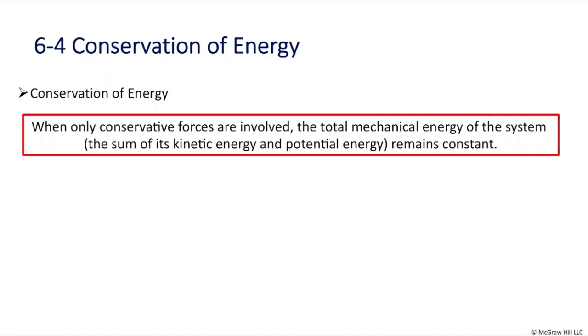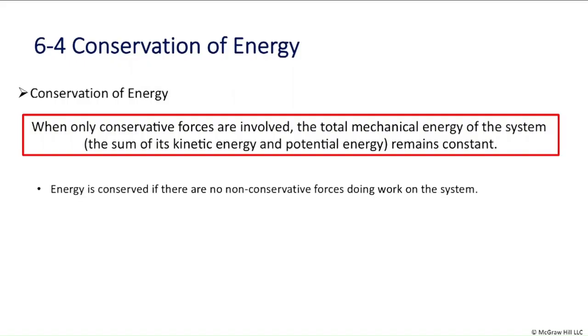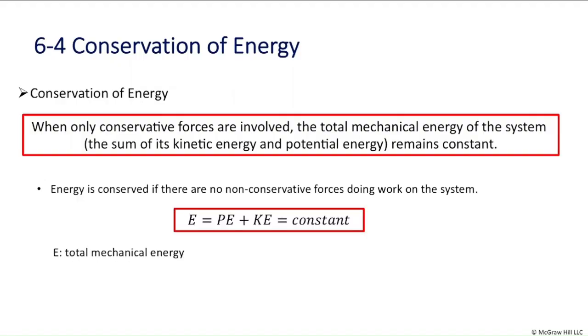Now take a moment and think about an example from everyday life where energy changes between potential and kinetic. For example, a ball rolling down a hill or a simple pendulum swinging. And one important note is that this principle works only when there are no non-conservative forces like friction acting on the system. So in symbolic form, we can write it as E equals PE plus KE.